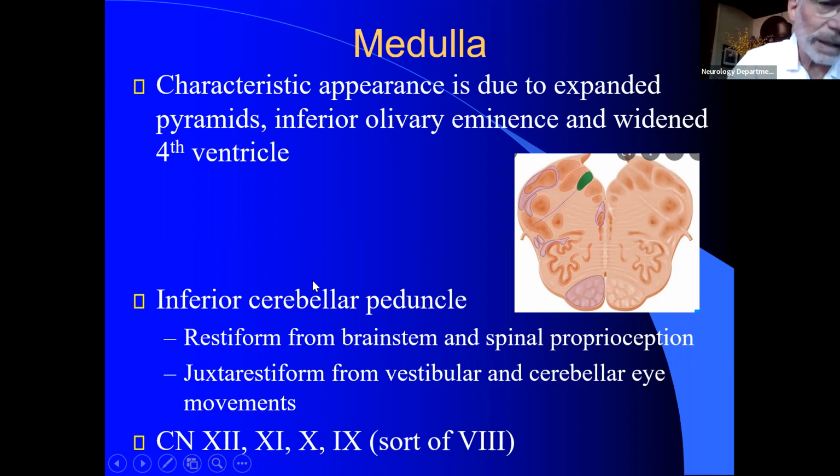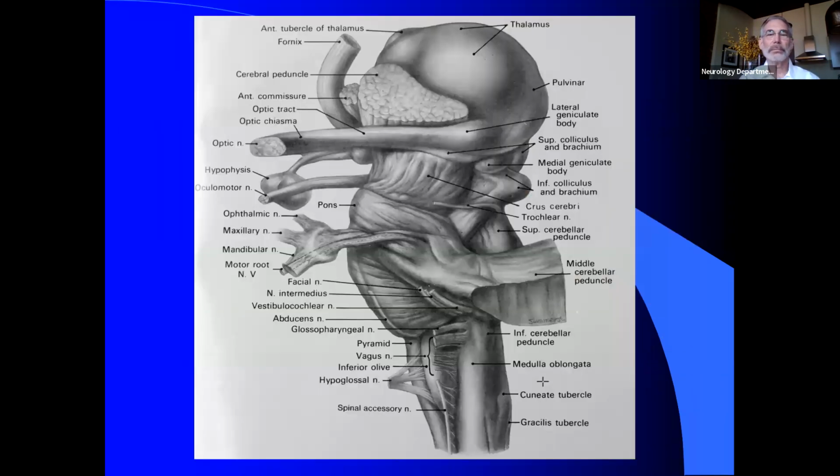And that, when we look at the medulla next week, we will divide into both the restiform and the juxtarestiform bodies, looking at different information, eventually entering into the vestibular system and the cerebellum. And then, of course, in the medulla, we have cranial nerves 9 through 12. And 8 sits sort of at the junction, and we'll talk about that later.